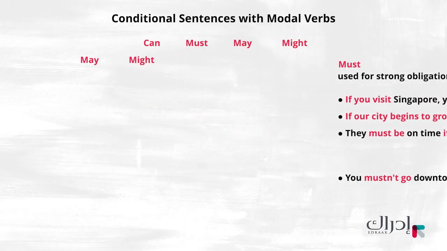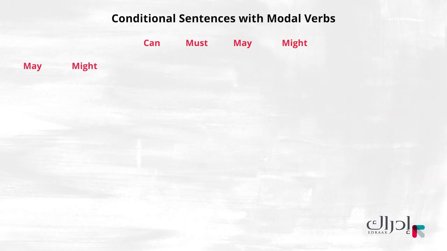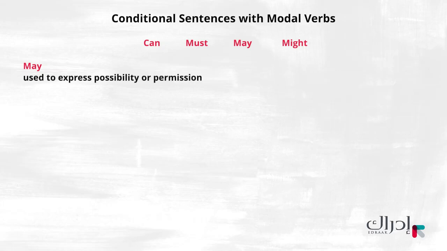Finally, let's take a look at the modal verbs may and might, which have similar uses. Actually, may is the present tense form and might is the past tense form of may. The modal verb may is used to express possibility or permission. Let's look at some examples.